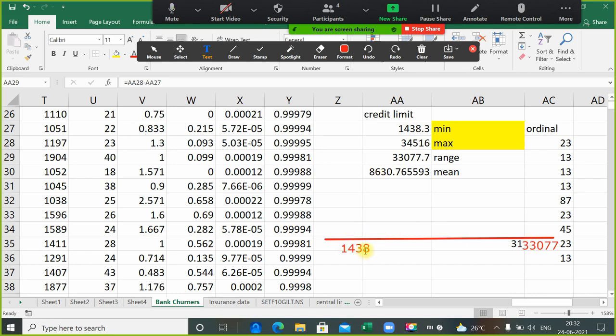Compared to 33,000, this is near to the minimum, I understood. So this is the minimum value. Okay, this is the maximum value. The center value is near to here. Okay, the center value is near to here, what can you understand from this? If I plot, it may look like this, right? Okay, it may look like this. It means it is left side skewed.